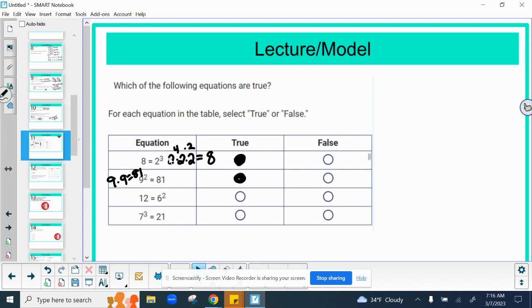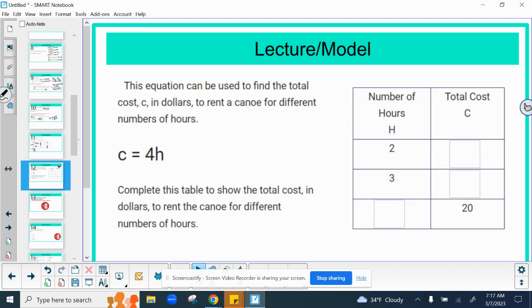All right, 6 squared is 6 times 6, which is 36. 36 does not equal 12, so that is false. 7 cubed is 7 times 7, which is 49, times another 7 is 343, which is not 21, so that is also false. All right, let's keep moving to our last one.